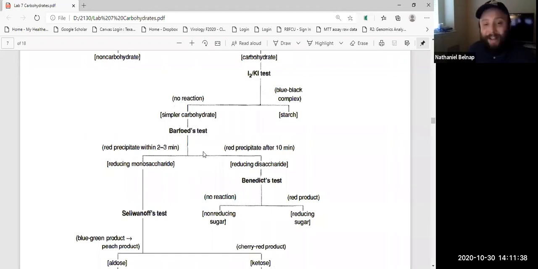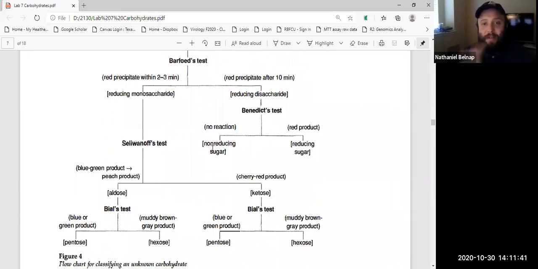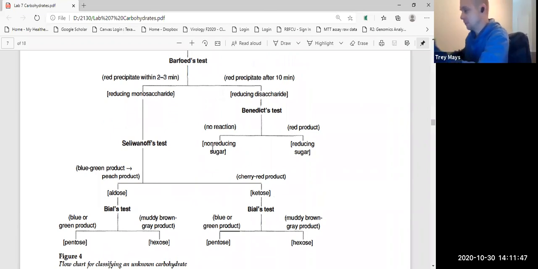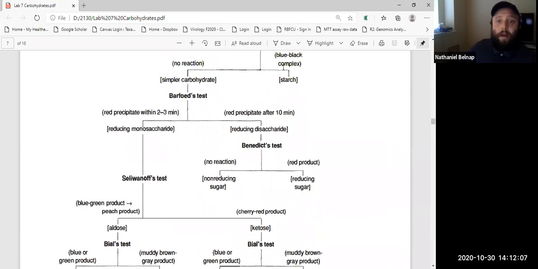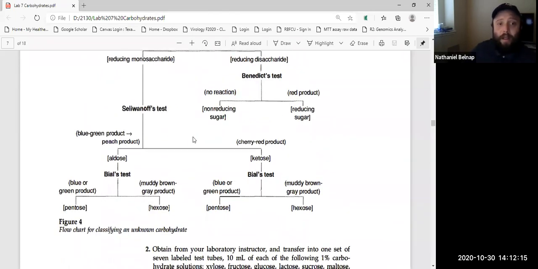So anyway, the precipitate comes after 10 minutes. Then we do the Benedict's test, and we see if it's a reducing or non-reducing sugar, and if it's red, it's a reducing sugar, and you stop there. Either way, the Benedict's test is a dead-end test, right? After that, there's nothing else. But if there's no reaction and there's a precipitate after 2 to 3 minutes, it's a reducing monosaccharide. And we go to the Seliwanoff's test.